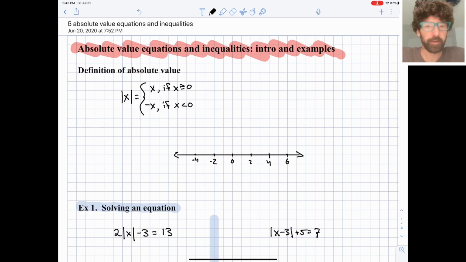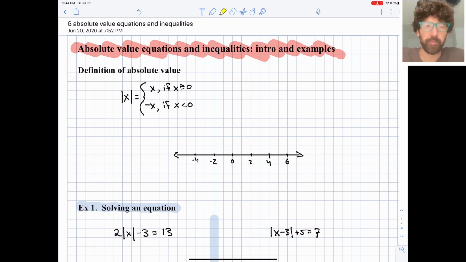All right, now we're going to be looking at absolute value equations and inequalities, starting with an introduction and then working through a few examples. So for our introduction, I want to remind you of what the definition of absolute value is. In its simplest sense, the absolute value function turns negative numbers positive and keeps positive numbers positive. Okay, so it strips away negative signs.